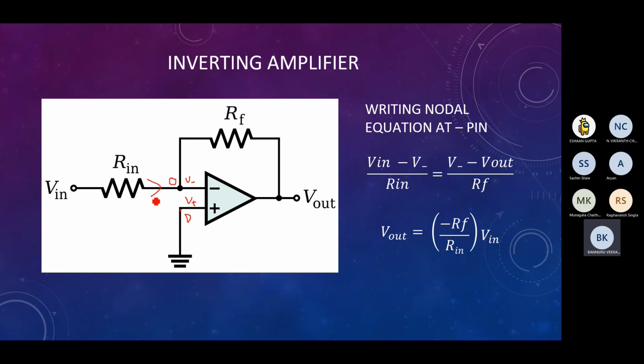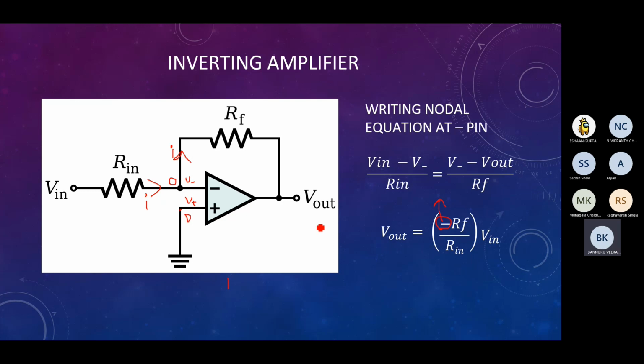If we take the current flowing in this direction as I, there will be no current flowing into the op amp, so the current in this direction is equal to the same I. If you write a nodal equation, we will get I equals V in minus V negative divided by R in, which is equal to V negative minus V out all divided by R f. If we solve for V out, we get this. Here the negative sign represents the inverting of the input voltage, and R f by R in is called the gain of the amplifier.